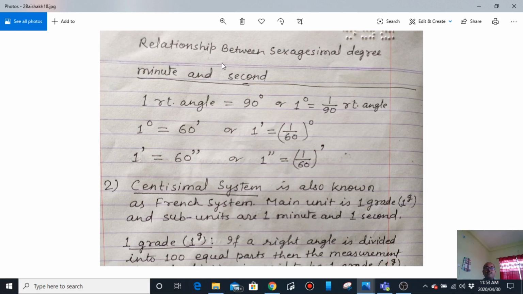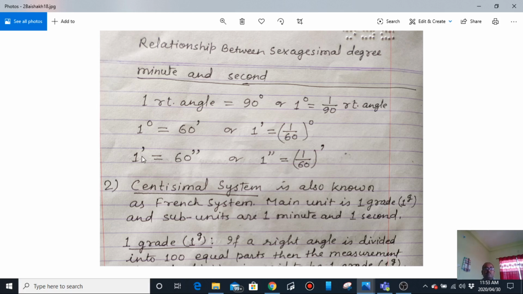So what is the mathematical relationship between sexagesimal degree, minute and second? It is just a review of what we had written earlier. One right angle is equivalent to 90 degree. So if you reverse this, 1 degree is equivalent to 1 by 90 right angle. Now degree and minute. 1 degree is equivalent to 60 minutes, or reverse, 1 minute is equal to 1 by 60 degree.